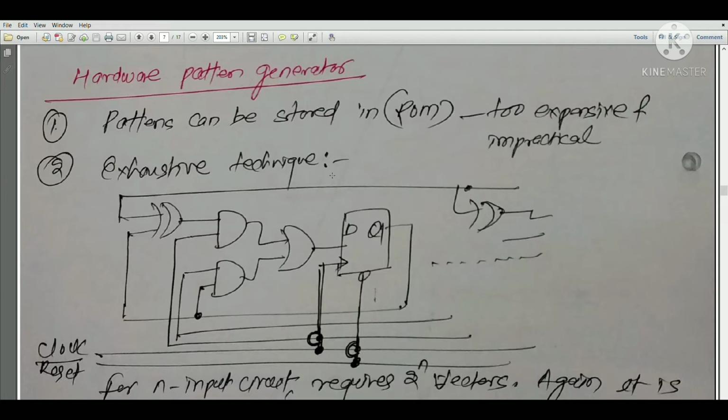If the number of inputs is higher, say 3, then 2 to the power 3 equals 8 inputs. What if the number of inputs becomes 30, 40, 50, 60, 100? 2 to the power 100 means you can imagine how many test sequences and test patterns will be generated, and how expensive it would be to store those test patterns. So a number of techniques have been developed, and we will discuss them one by one.